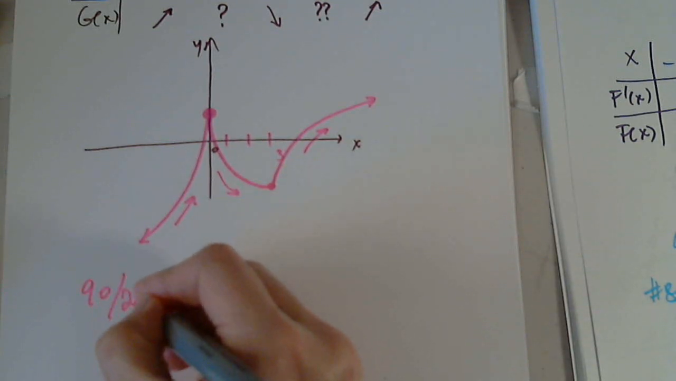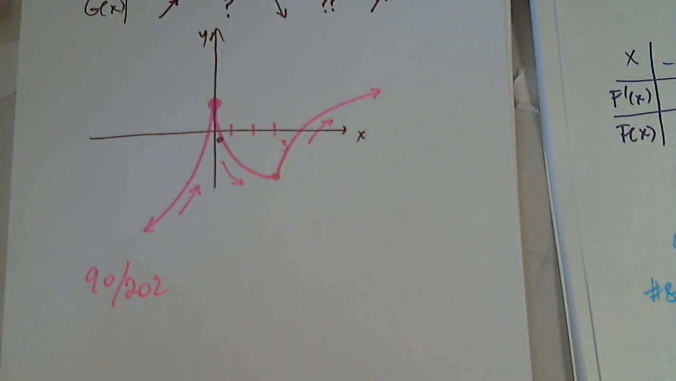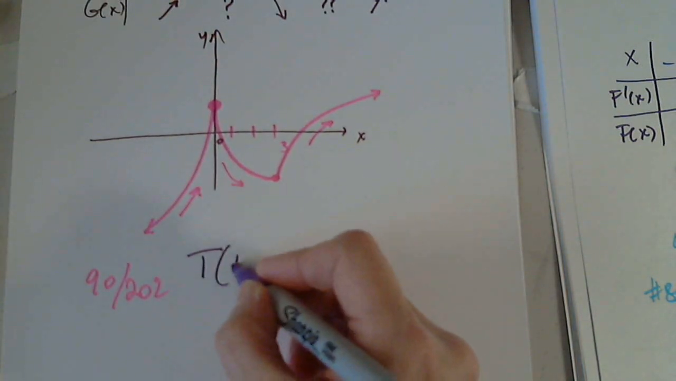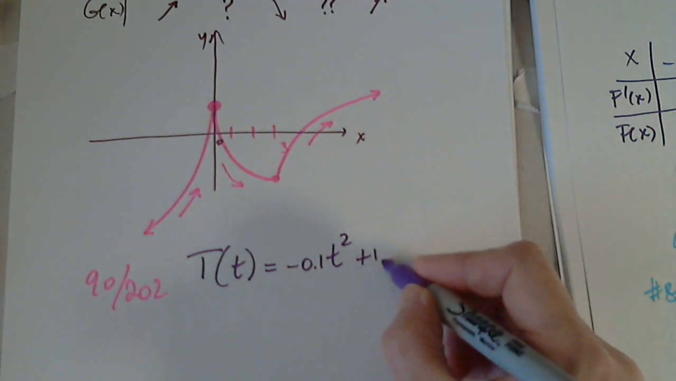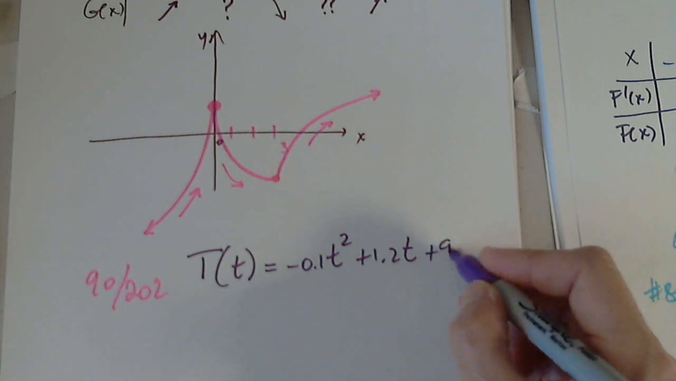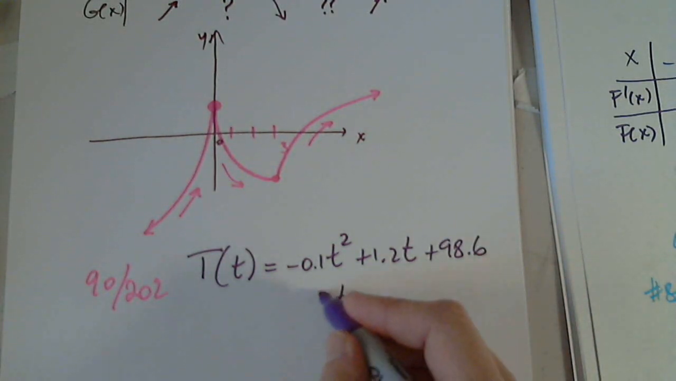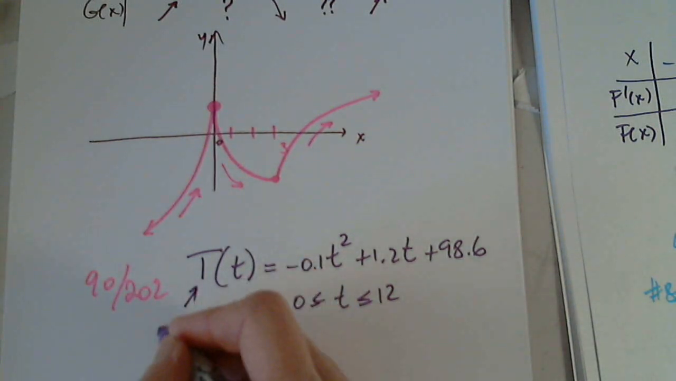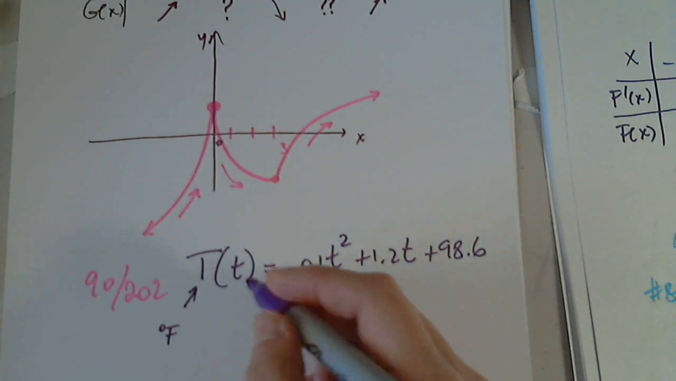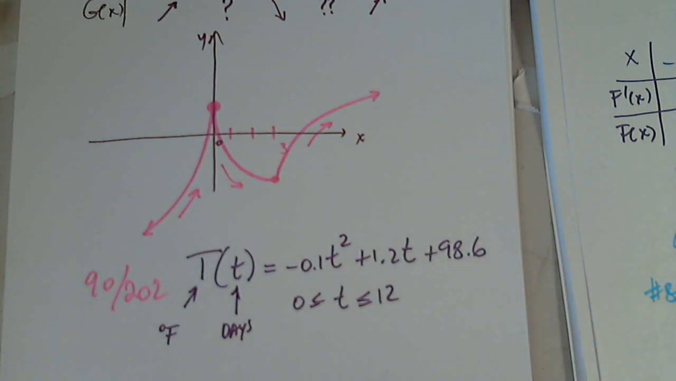Because I remember doing problem 90 some time ago. It was a different question. The temperature of a person during an intestinal illness is given by T of t equals negative 0.1 t squared plus 1.2 t plus 98.6, and t is a number between 0 and 12, where T is the temperature in degrees Fahrenheit, of course, and t is not time, but days. Find the relative max and sketch the graph.